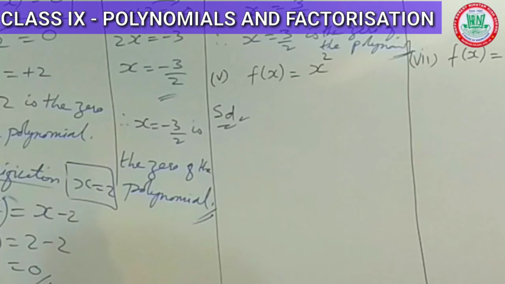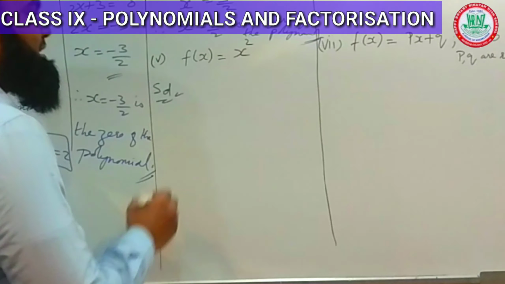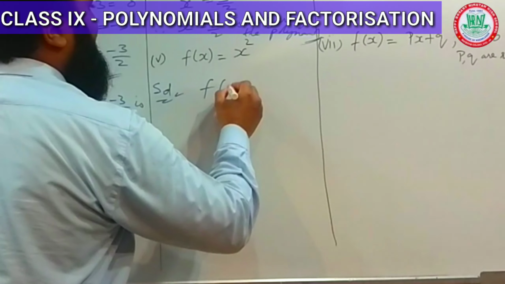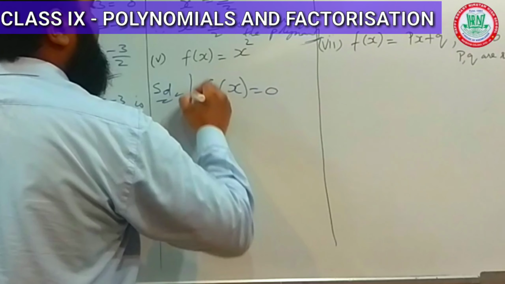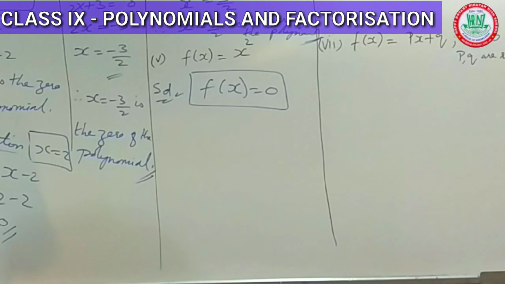Next case, what is given? F of x is equal to x square. We have to take f of x is equal to 0. Why are we taking 0? Because to find the zero of the polynomial, we have to take f of x is equal to 0.